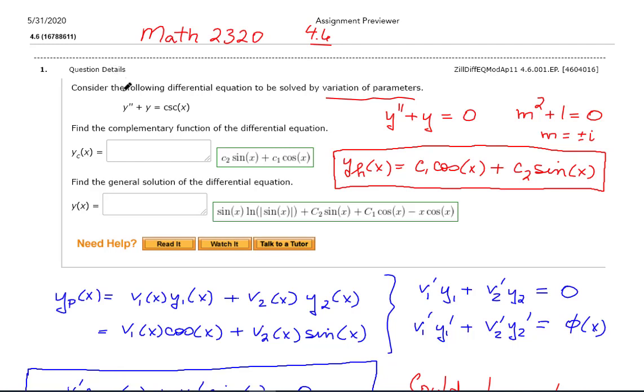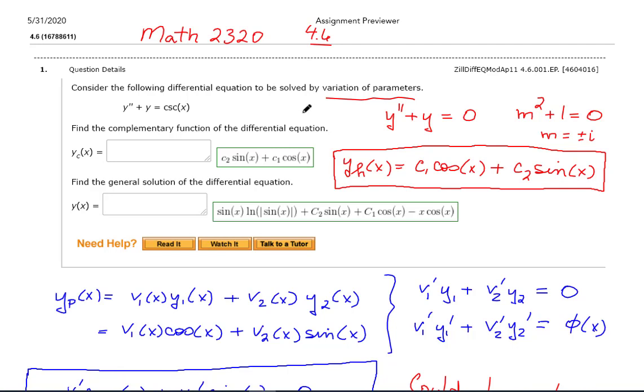Welcome to Math 2320, Section 4.6. In this section, we're looking at a technique called variation of parameters. It's more general than the method of undetermined coefficients, and it can solve many more problems. That doesn't mean it's easy, and it doesn't mean it's not messy.